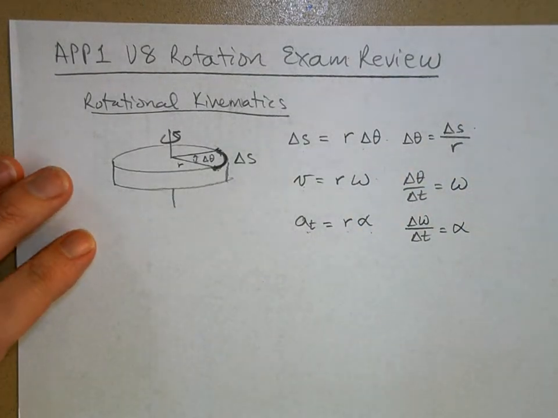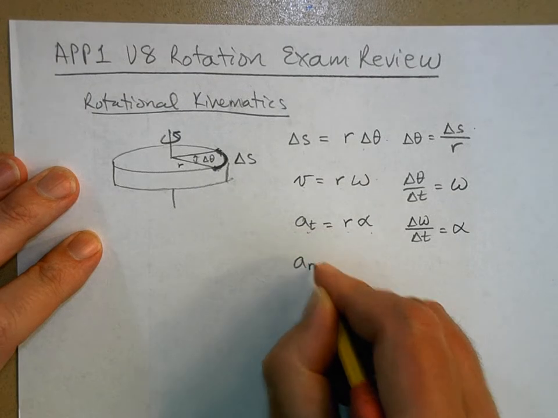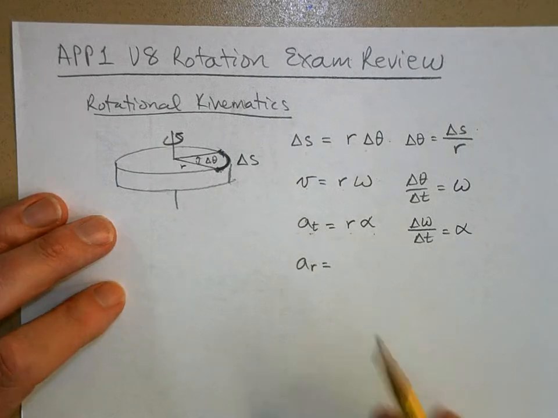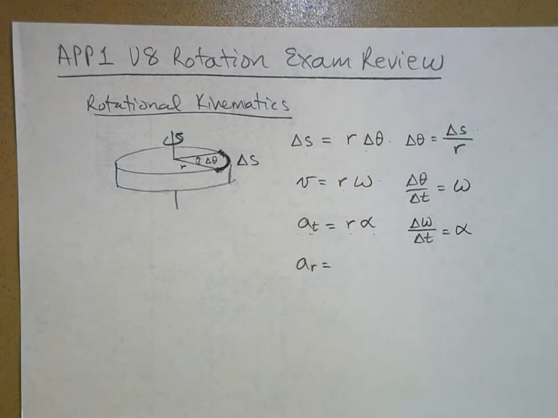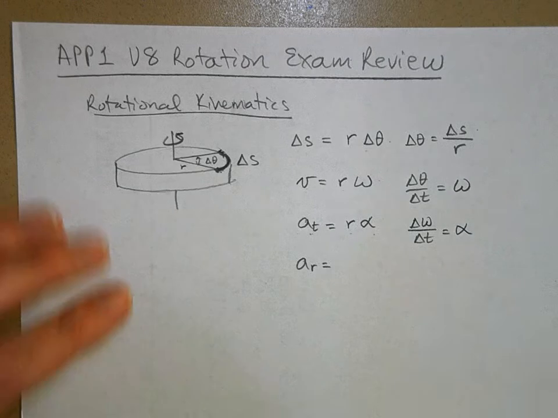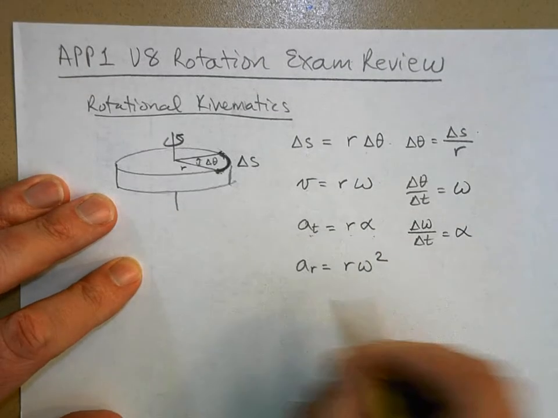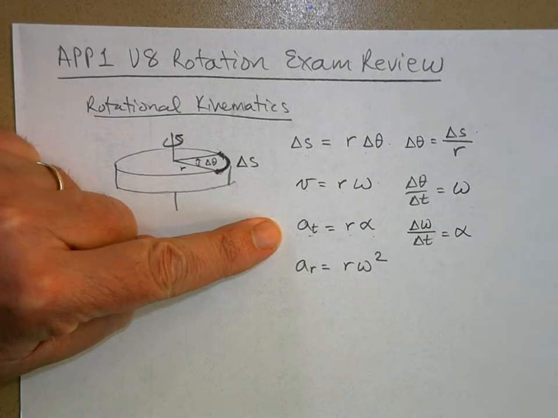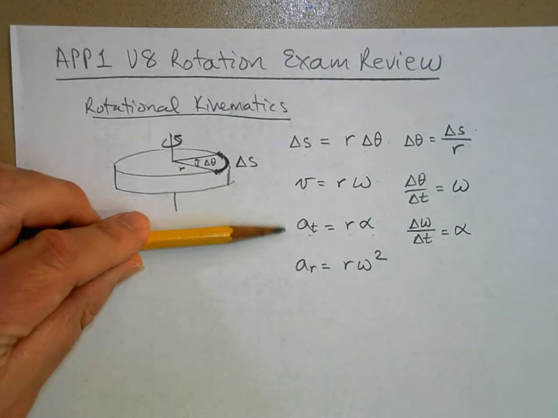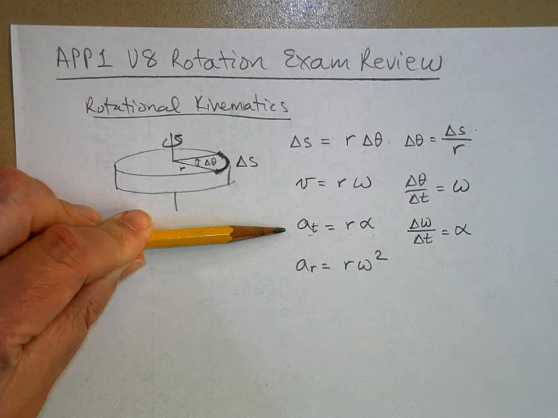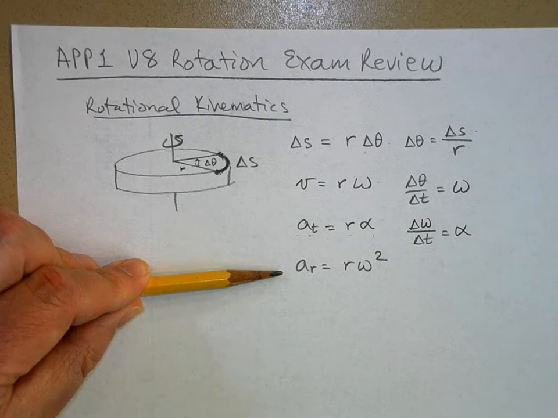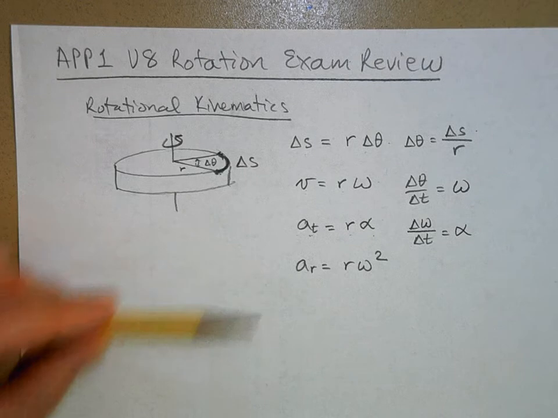Now, the centripetal, or now we call it the radial acceleration, is equal to v squared over r, but v is equal to r omega. So we square that, r squared omega squared over r gives us r omega squared. And this is the centripetal acceleration. Remember, a sub t is the rate at which you're changing your speed going around that disk. But this is your radial acceleration, the centripetal acceleration. That's the rate at which we're changing the direction of it.